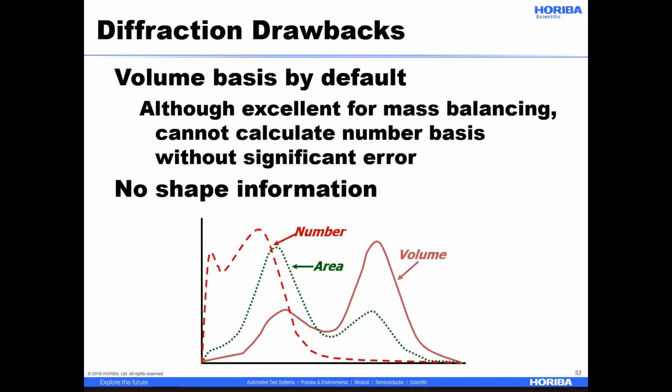Okay, so hopefully I walked through some basic concepts in laser diffraction, how it works, what the system is trying to do, some of the things you'll encounter when making measurements. I like the technique a lot, but it's not perfect.